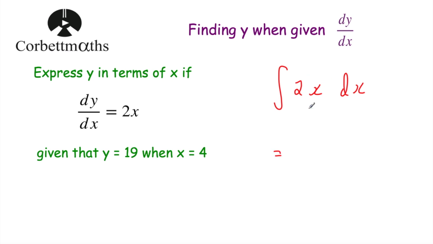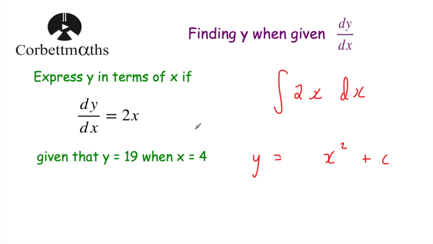So we're going to increase the power by 1. At the minute the power is 1, we increase that by 1, so it'll be 2. So we write x squared. Then we divide by the new power. So we divide this 2 by the new power, and 2 divided by 2 is equal to 1. So that's 1x squared, but I'm just going to write x squared. And remember, whenever we integrate something like 2x with respect to x, we'll have that plus c on the end. Okay, so we've integrated and found that y is equal to x squared plus c.